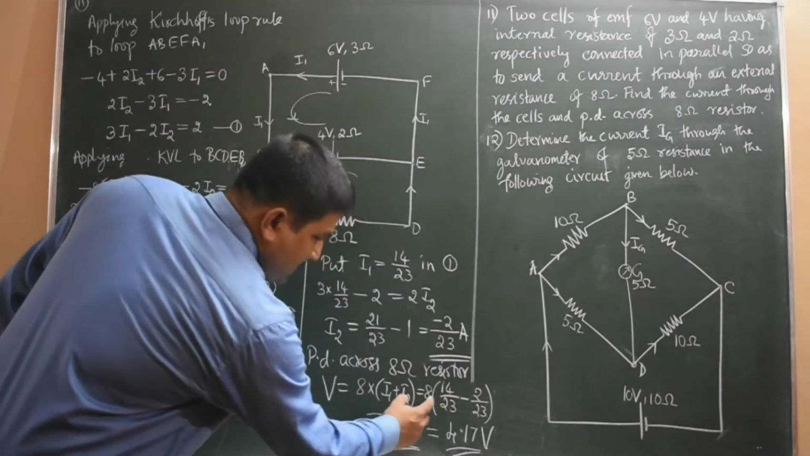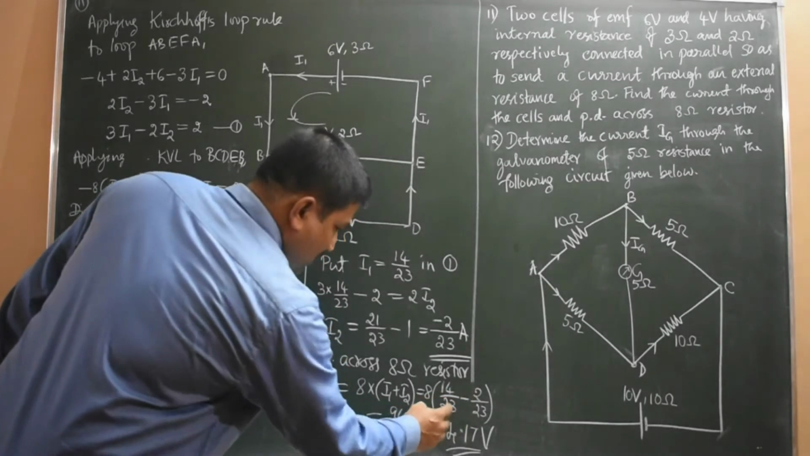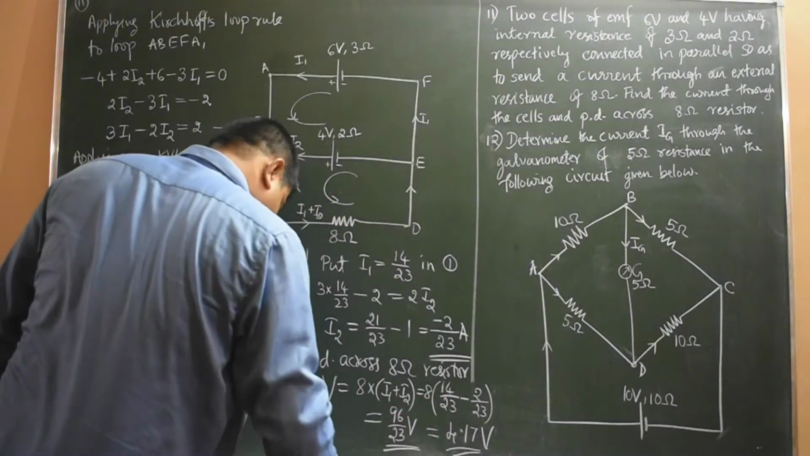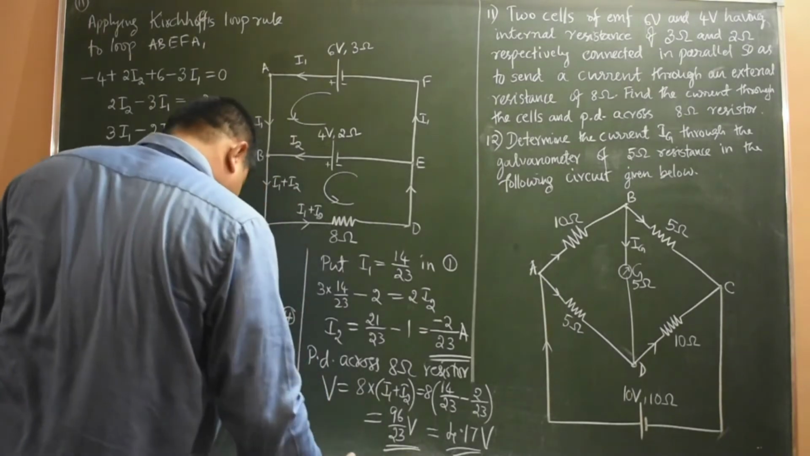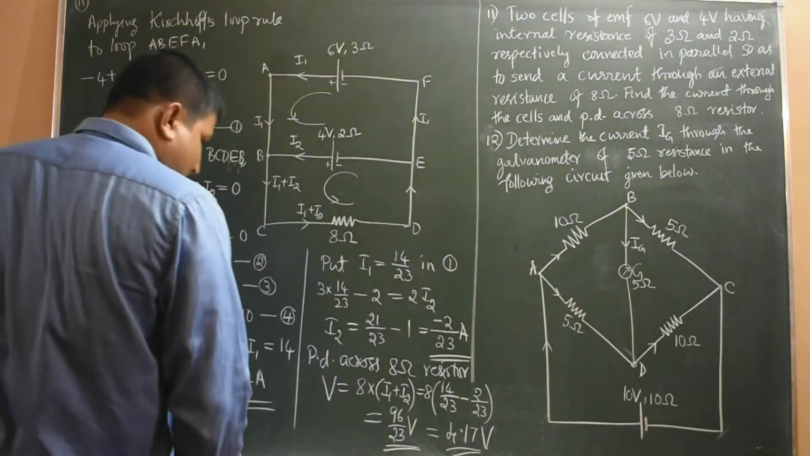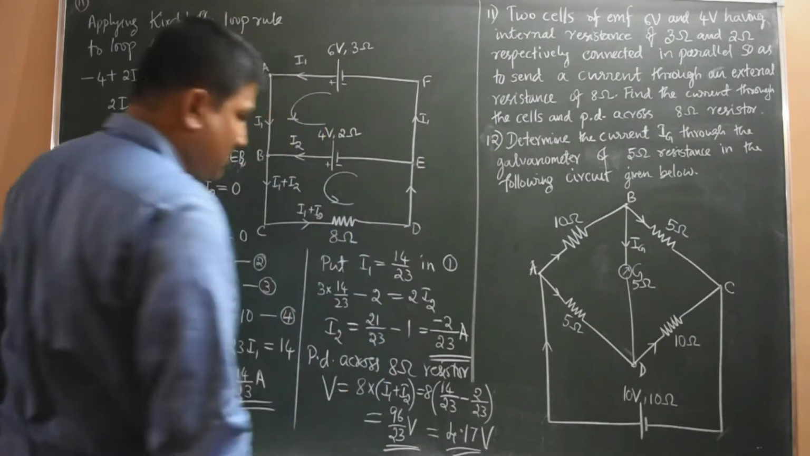So I1 plus I2, 14 minus 2 is 12 by 23. So 12 by 23 is the total current, that is 0.52 ampere. So that's all about this problem.